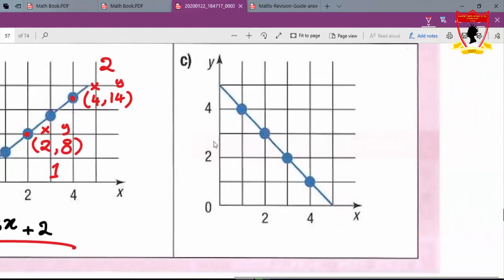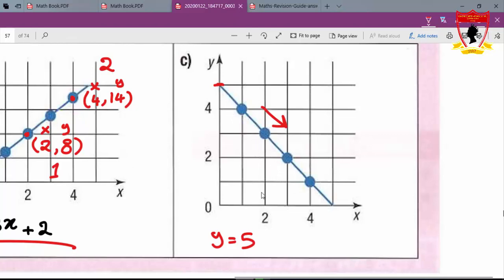Now part C, this line is going down. Definitely we must have a negative gradient, and this line crosses the y-axis at 5. This 5 is positive, right? So there must be a positive 5 in the rule, or there must be a positive 5 in the equation. Y is equal to 5, and it's positive, it's fine.